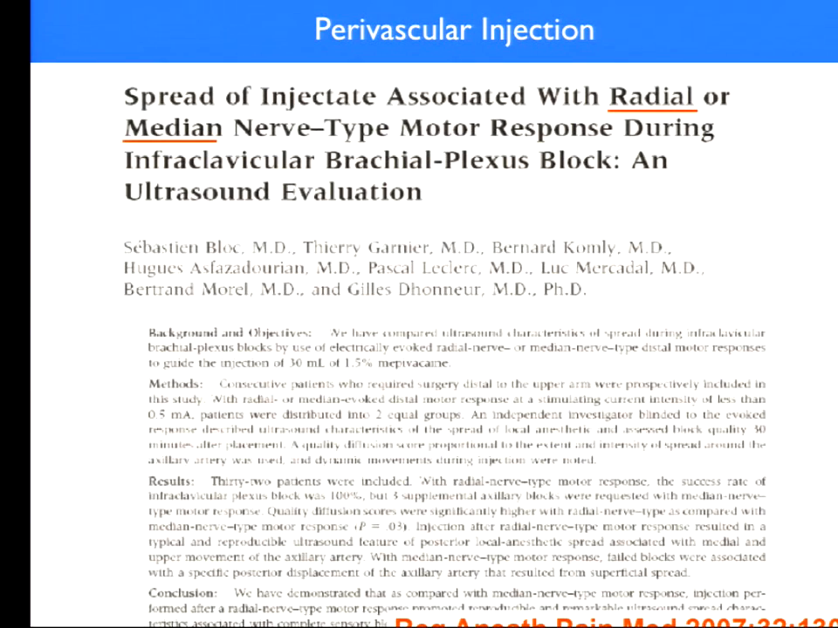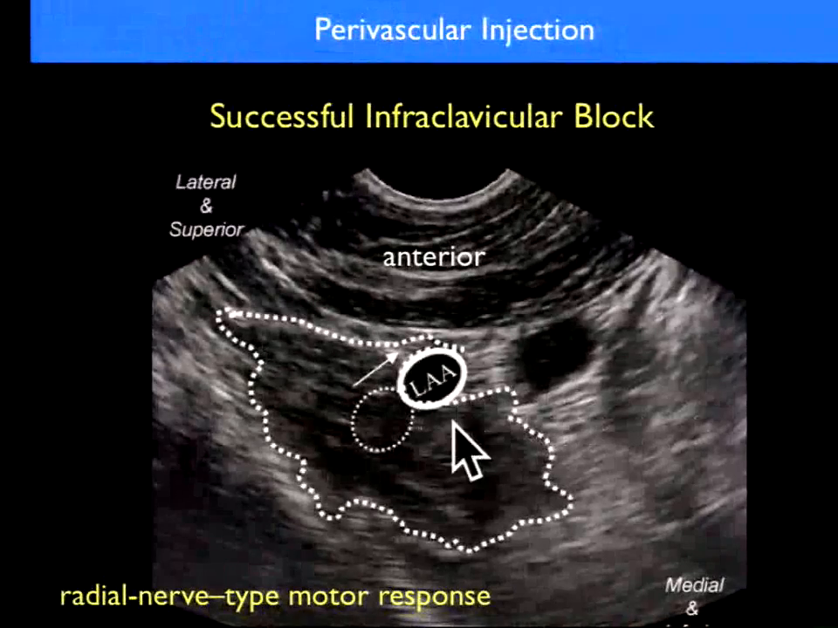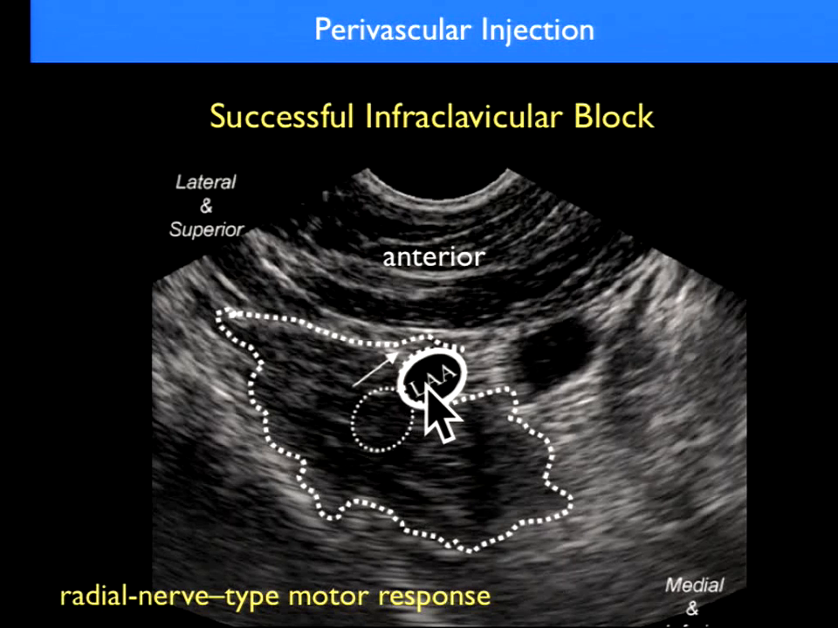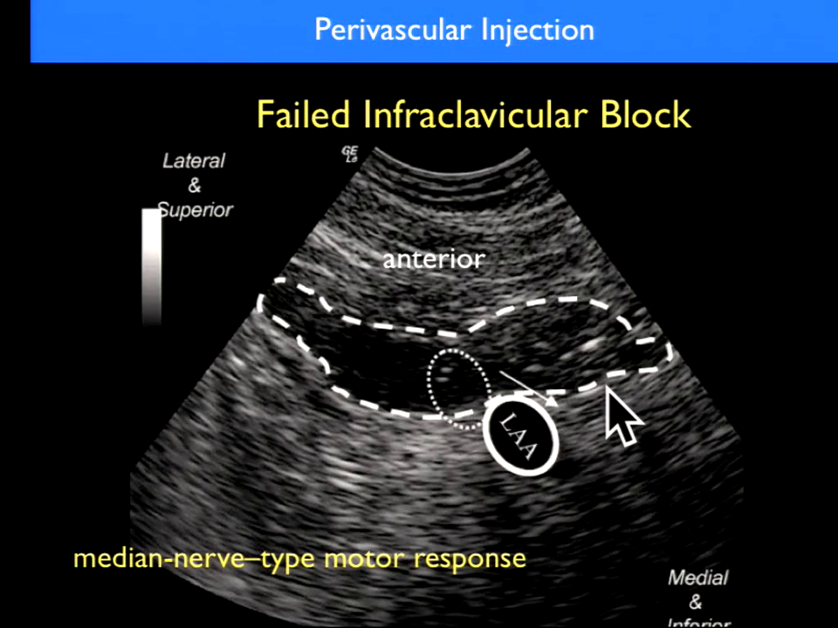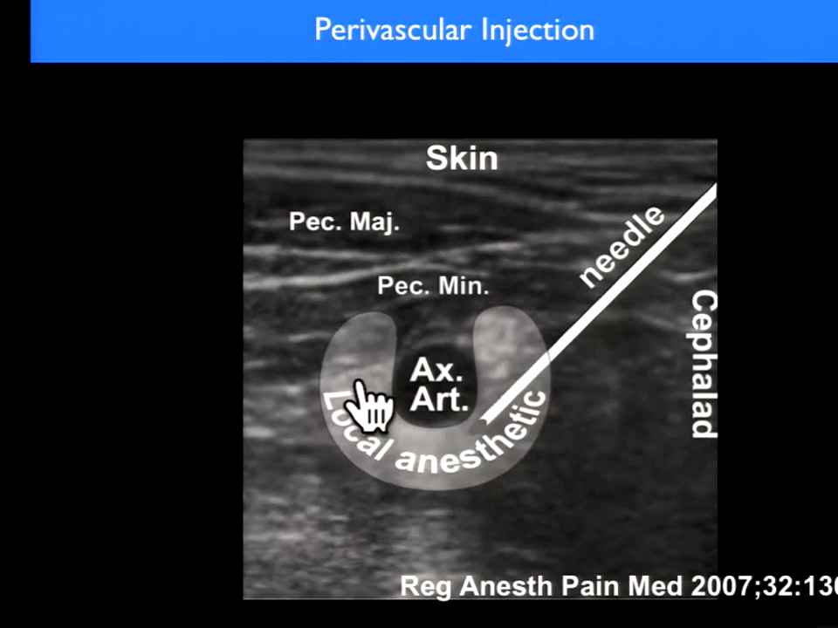Then perivascular. Perivascular injection will work in certain circumstances. For infraclavicular block, when you see the cords very close to the artery, it works well. We know that if the spread is posterior to the artery, it works well, but when it's anterior to the artery, it does not work well. And this is what the authors recommend, a U-shaped spread. You will get all three cords.